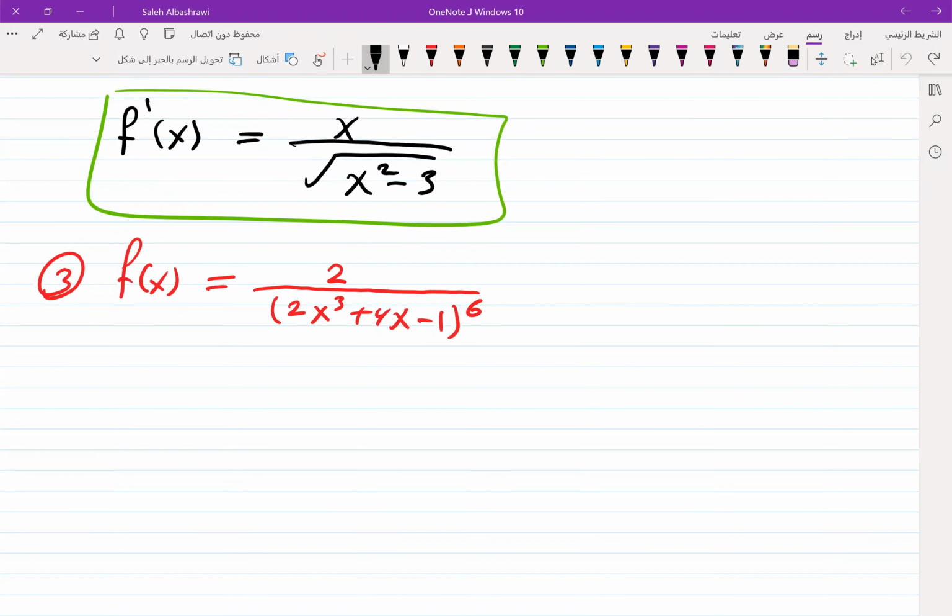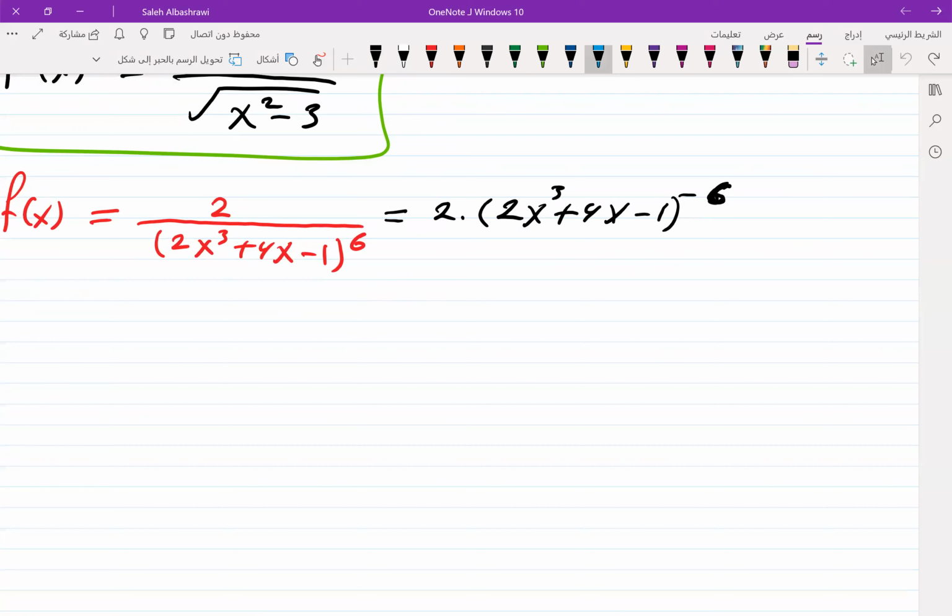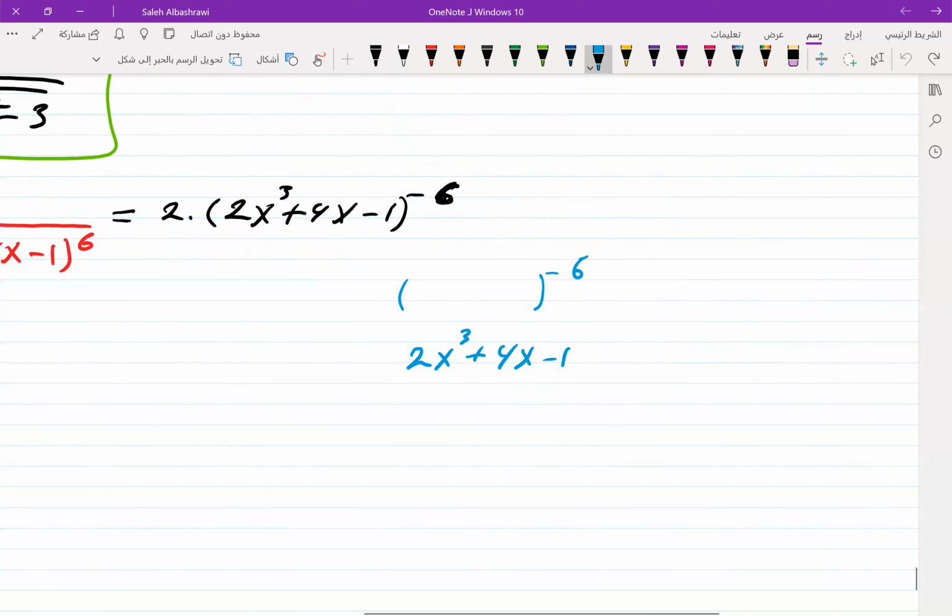This can be written as 2 multiplied by (2x^3 + 4x - 1) to the power minus 6. Now see how many functions I have? We have the power minus 6, this is the first function, and we have 2x^3 + 4x - 1. So I have two functions. It is a composition of two functions. Now let's find the derivative.